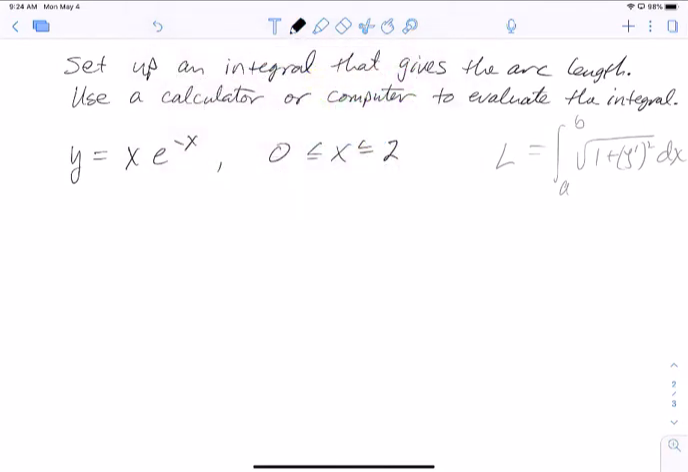Now what I'd like for you to do is go ahead and pause the video. I know we haven't even seen an example, but I'd like you to pause the video and set up the integral using the formula.